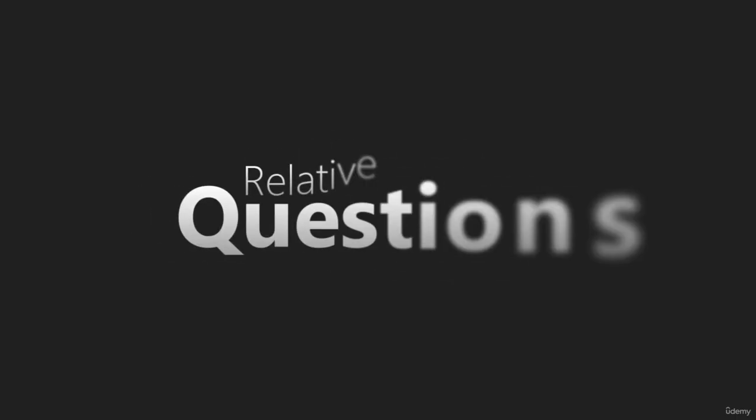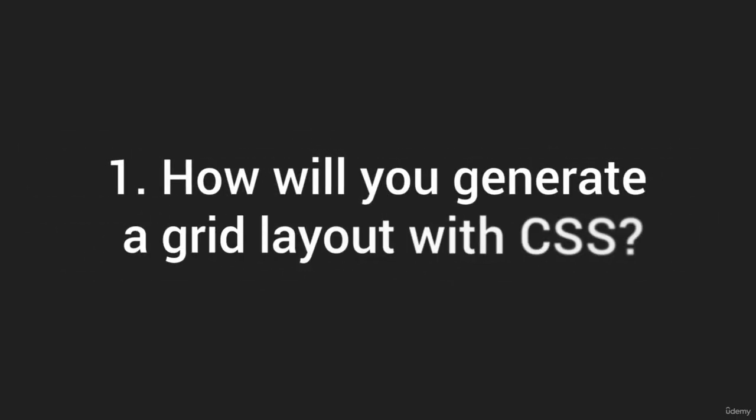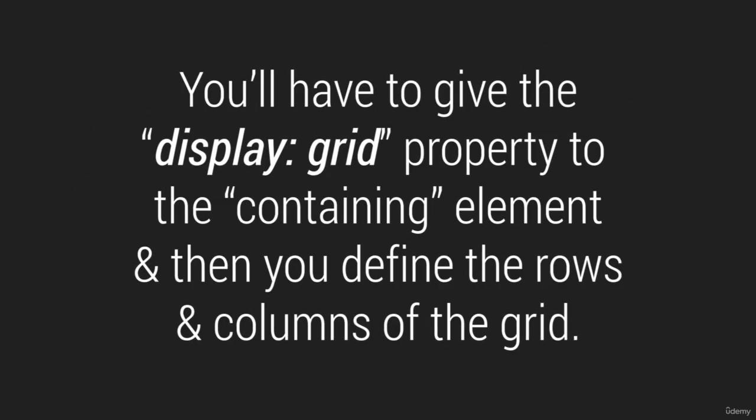Now let's talk about questions. So how will you generate a grid layout with CSS? Well, you have to give the display: grid property to the containing element, and then you define the rows and columns of the grid as we saw earlier.